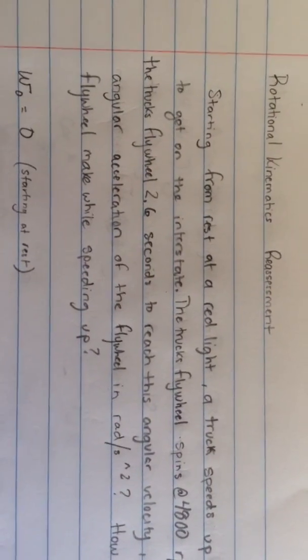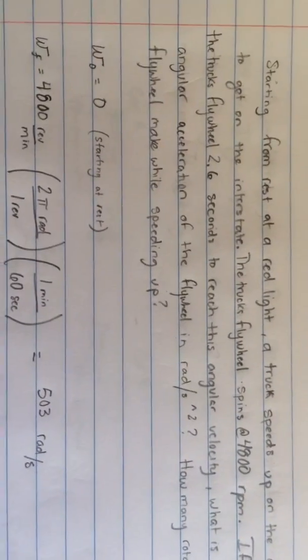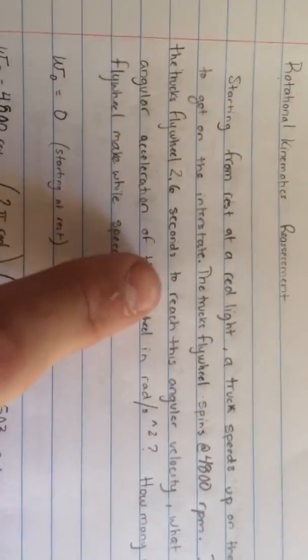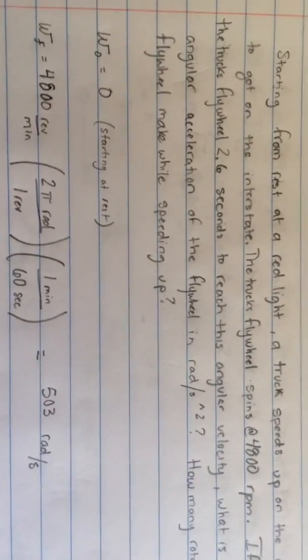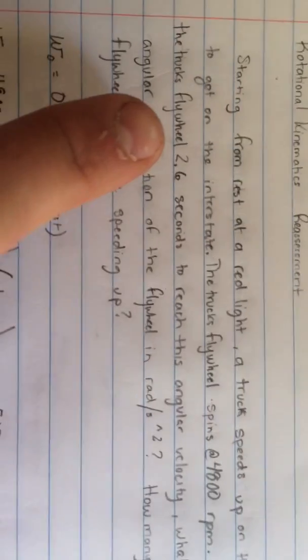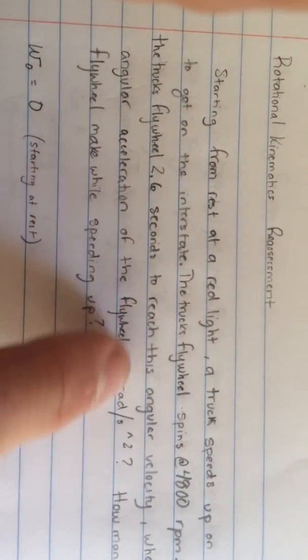Alright, this is my rotational kinematics problem, and in this, a truck is starting from rest at a red light, and it's speeding up to get on the interstate. So when the truck's speeding up, the flywheel is spinning at 4,800 RPMs, revolutions per minute. If it takes the flywheel on the truck 2.6 seconds to reach this angular velocity, what is the angular acceleration of the flywheel in radians per second squared?